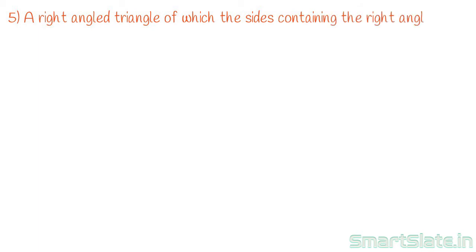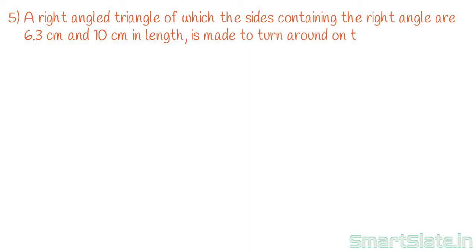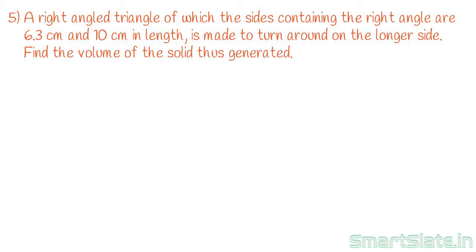A right-angled triangle, of which the sides containing the right angle are 6.3 cm and 10 cm in length, is made to turn around on the longer side. Find the volume of the solid thus generated. If a right-angled triangle is revolved about one of the sides containing the right angle, the solid formed is a right circular cone. Hence, the answer for this question is to find the volume of a cone whose base radius is 6.3 centimeters and height is 10 centimeters.